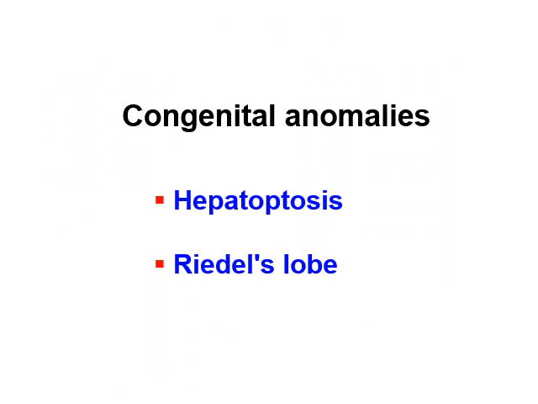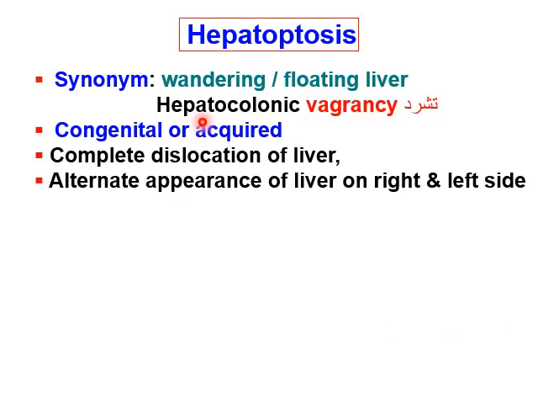The common congenital anomalies of the liver are hepatoptosis and Riedel loop. The first anomaly is hepatoptosis, or wandering or floating liver, in which complete dislocation of the liver may occur, or the alternative appearance of the liver on the right and left side. It may be congenital or acquired.